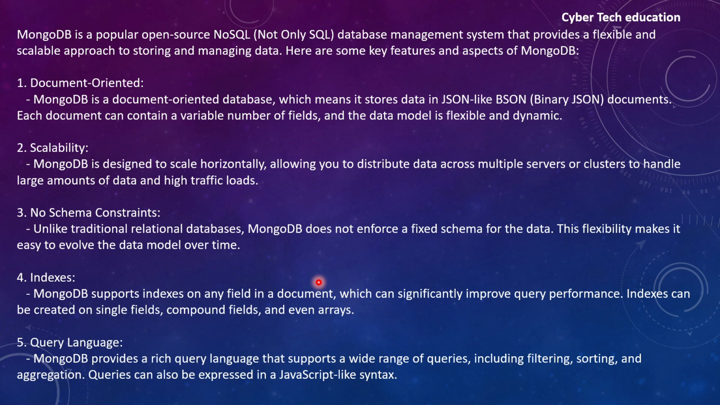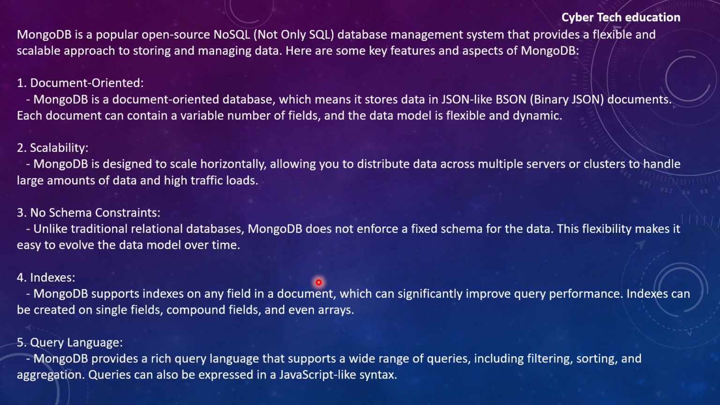Here are some key features and aspects of MongoDB. One is document oriented. MongoDB is a document oriented database, which means it stores the data in JSON or BSON documents. Each document may contain a variable number of fields, and the data model is flexible and even dynamic.